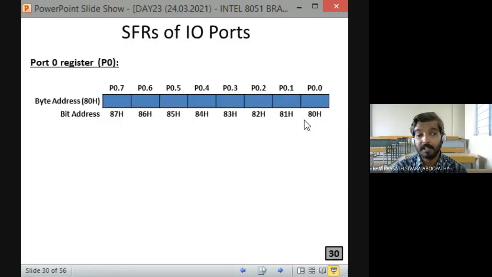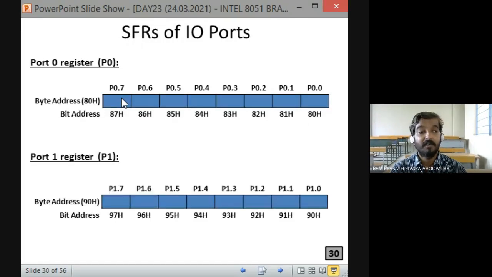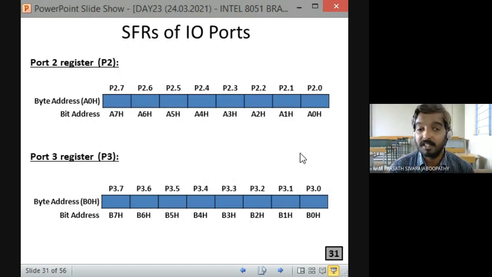Here we have the bit address for each bit of the port 0 register. Similarly, for port 1 it will be like this. For ports 2 and 3, it changes like this. That's all. That's why we say we have 32 individually addressable IO lines. They can be grouped as four 8-bit ports, or each pin can be used to connect a 1-bit device, which can be a switch or an LED, whatever it may be.